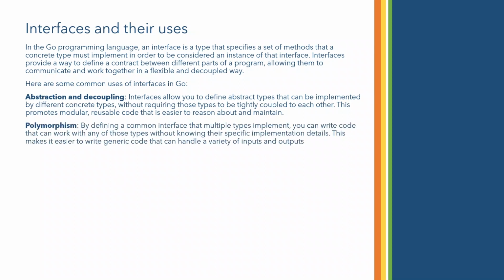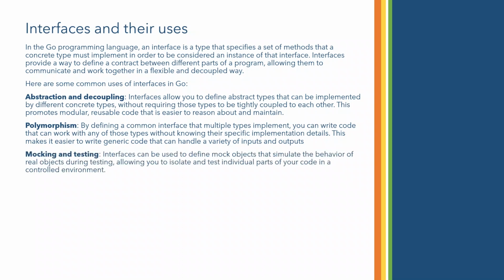Polymorphism. By defining a common interface that multiple types implement, you can write code that can work with any of these types without knowing their specific implementation details. This makes it easier to write generic code that can handle a variety of inputs and outputs.